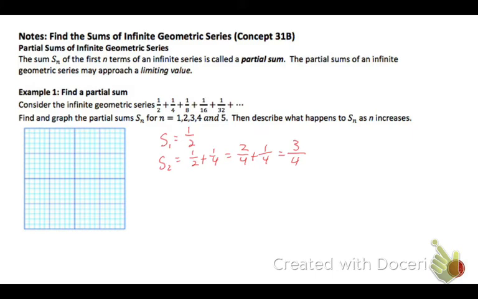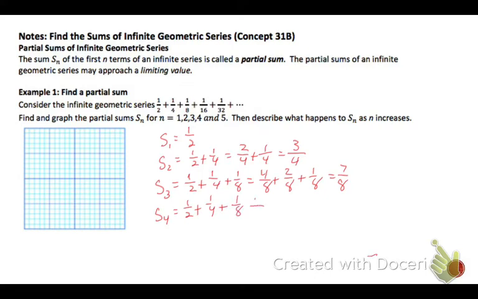Our next partial sum is when we add up the first three terms. So a half plus a fourth plus an eighth. Getting a common denominator of 8, that will give us 7/8. Watch this sum closely and see what happens to it. Now the sum of the first four terms, a half plus a fourth plus an eighth plus 1/16, with a common denominator of 16, gives us 15/16. See how our sum is getting closer and closer to 1.